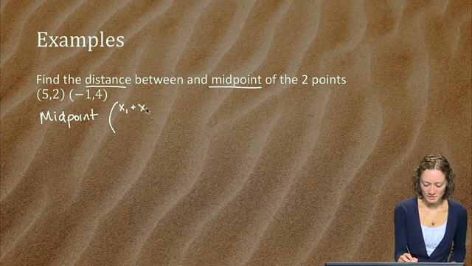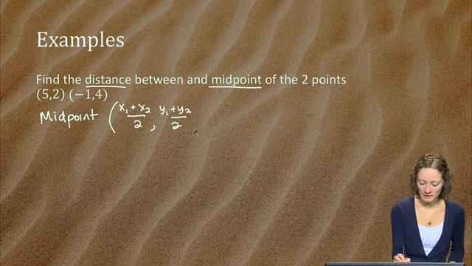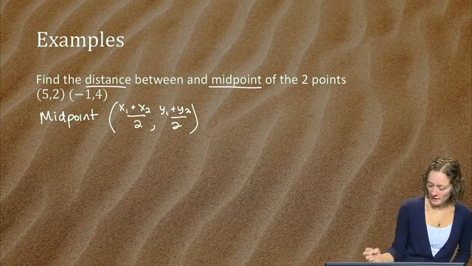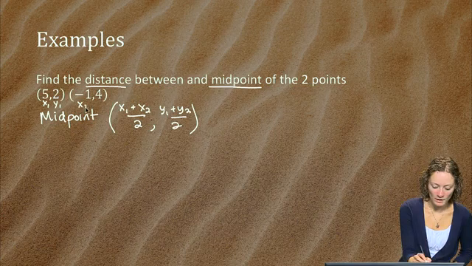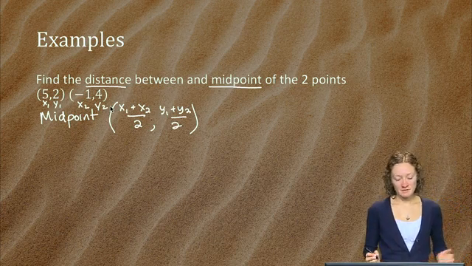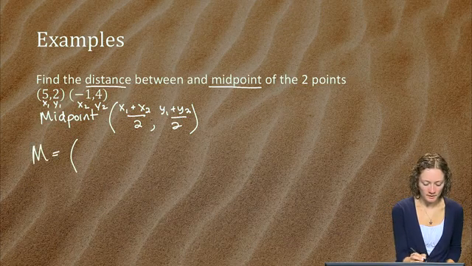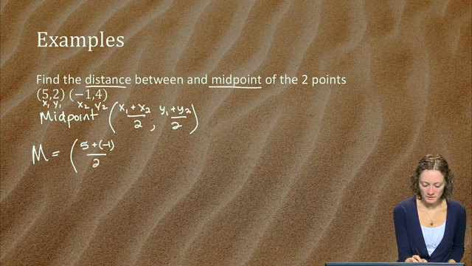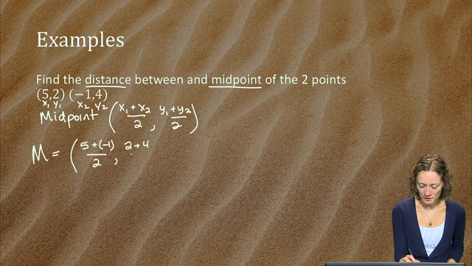It's x1 plus x2 divided by 2, and y1 plus y2 divided by 2, giving you an x-coordinate and a y-coordinate. So our ordered pair, 5, 2, and negative 1, 4, you can label them however you want to, x1, y1, x2, y2, and then just plug them in. So our x's are 5 plus negative 1 divided by 2, and our y's, 2 plus 4 divided by 2.